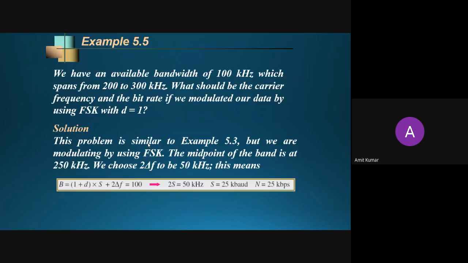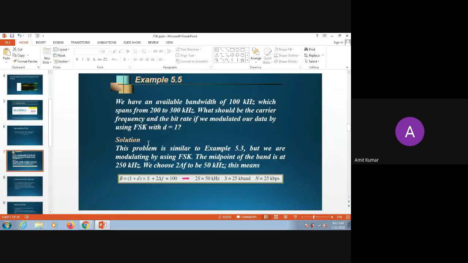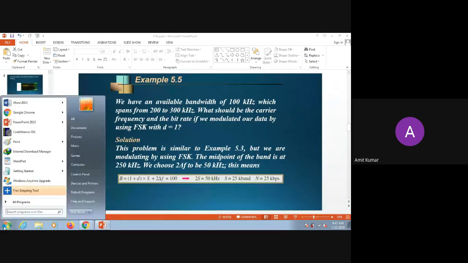So we will see an example of a bandwidth. Say, for example, the total bandwidth allocated to you is 100 kilohertz, and it is available in the span from 200 to 300 kilohertz. If you subtract 200 from 300, you will get 100 kilohertz. Now we will see how you can locate these frequencies in your frequency spectrum.